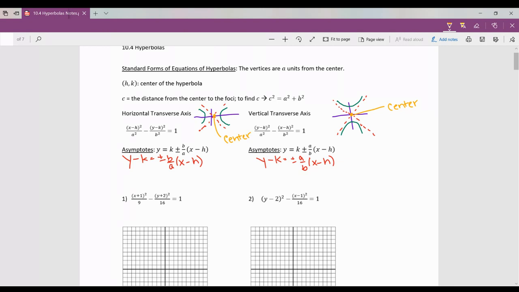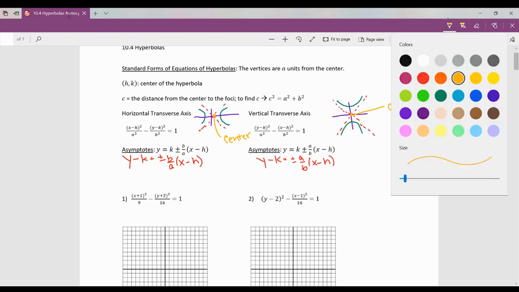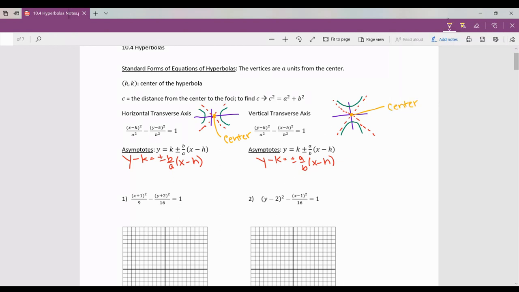Okay, and then just so that we know where my foci would be, my foci are going to be inside, just like it was inside of the parabola. It was inside of the ellipse. My foci are going to be inside of each piece of that hyperbola. So those are my foci.